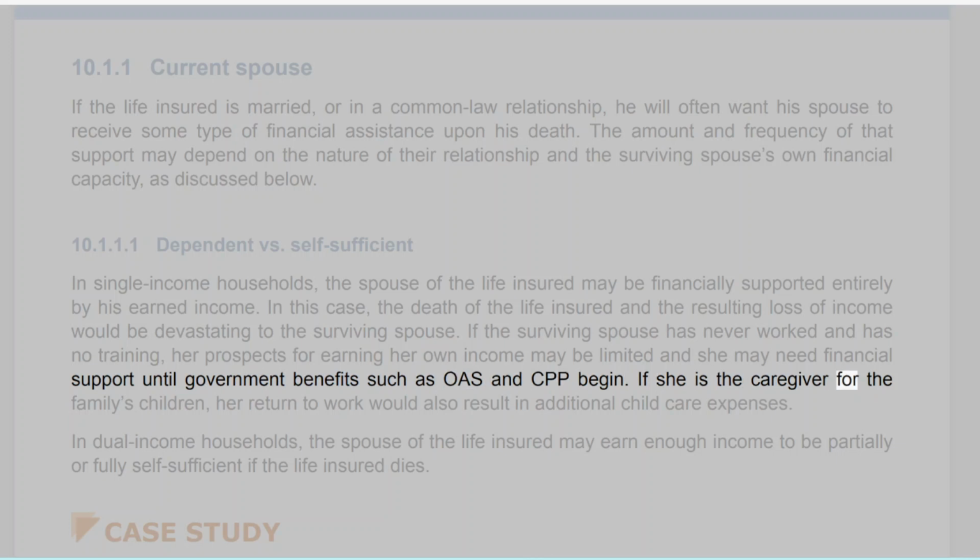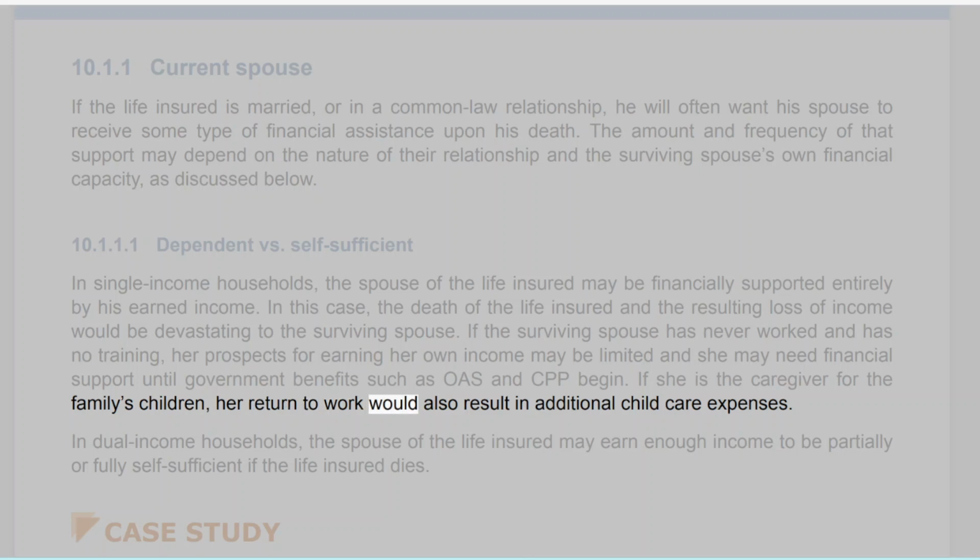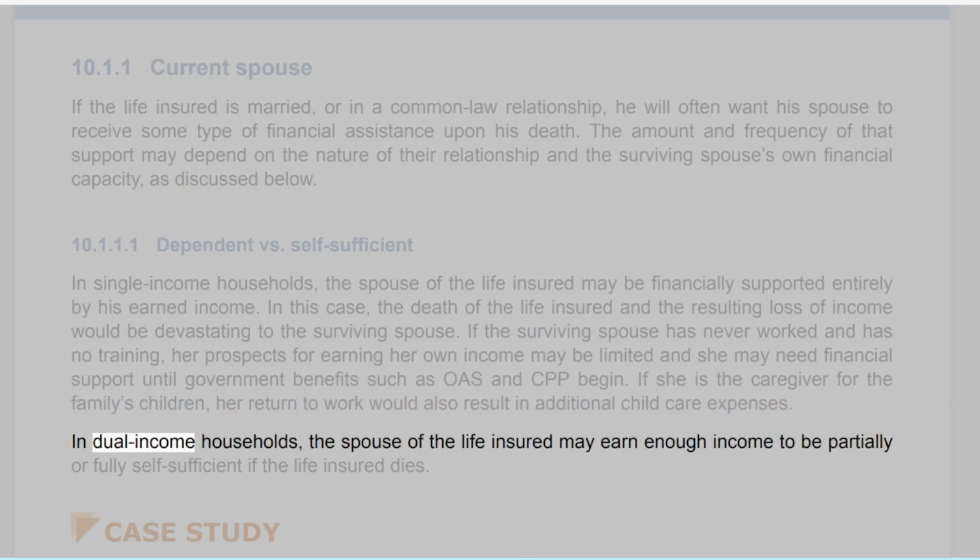If she is the caregiver for the family's children, her return to work would also result in additional child care expenses. In dual-income households, the spouse of the life insured may earn enough income to be partially or fully self-sufficient if the life insured dies.